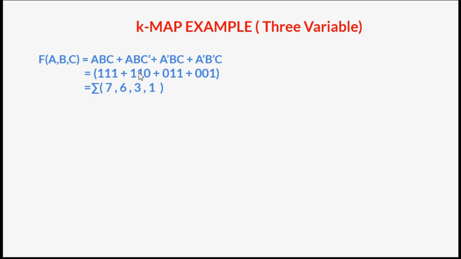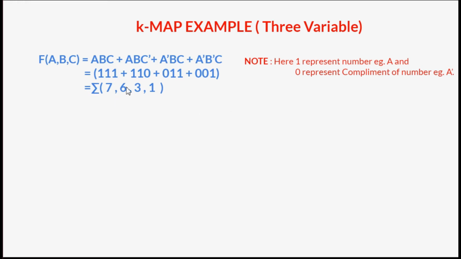So first of all, 7 is going to represent a term where all three variables are 1. They are going to be represented as 1. Here I have written a note that 1 is going to represent the variable and 0 is going to represent the complement of that variable.